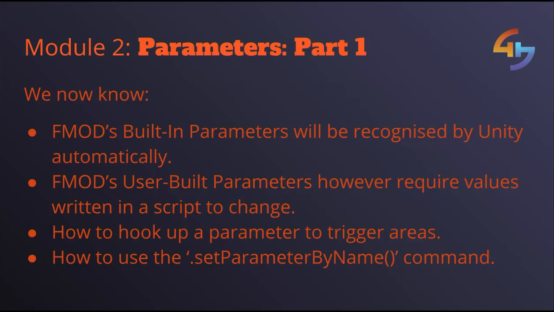Great, so to recap, we've learnt that we don't need to write any code to use FMOD's built-in parameters with our events. We know how to use an in-game action, such as the player entering a trigger area, to set a parameter. And we also now know how to use the .setParameterByName command to change the value of our parameter during runtime. And there's more to discuss about FMOD parameters, but in the next lesson we're going to take a little break from parameters to first learn how we can hook up our events to Unity animations.